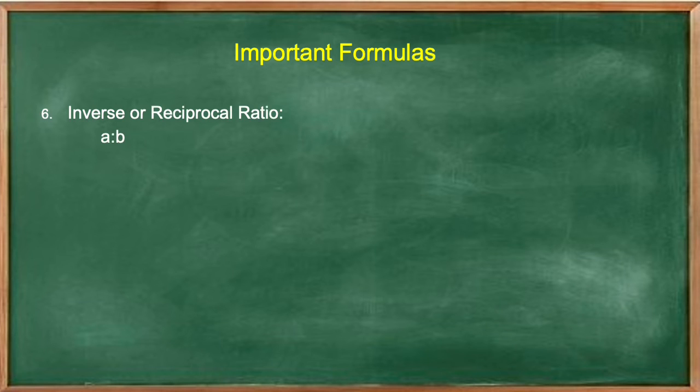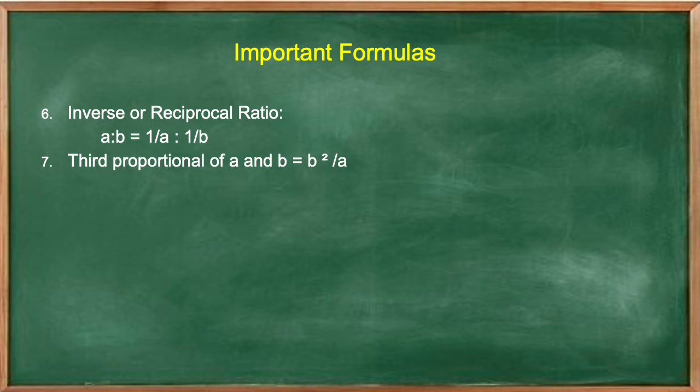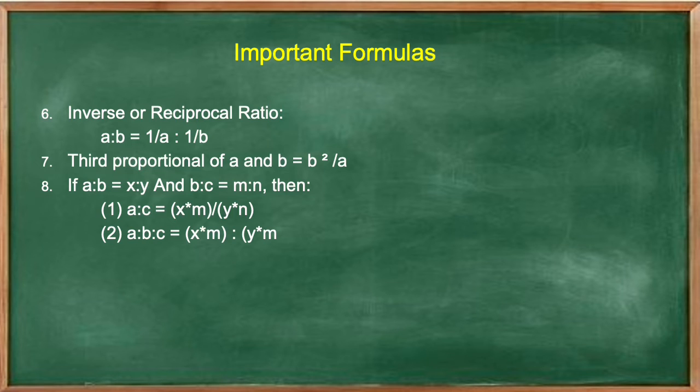Number 6, inverse or reciprocal ratio. A is to B becomes 1 divided by A is to 1 divided by B. Number 7, third proportional of A and B, which is equal to B square divided by A. Number 8, if A is to B is equal to X is to Y and B is to C is equal to M is to N, then A is to C is equal to X into M divided by Y into N, and A is to B is to C is equal to X into M is to Y into M is to Y into N.